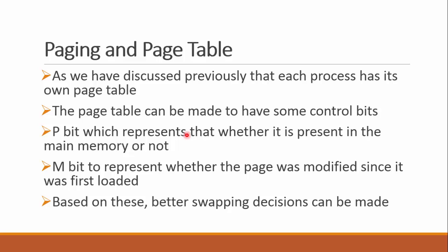So the page table can store this information in the P bit as a single bit: if 1, it is in the main memory, and if 0, it is in the secondary memory. That is the P bit. Another bit, known as the M bit, can be used to denote whether the page has been modified after being loaded. If it was modified, it needs to be written back to the secondary memory before it is removed from the main memory. So based on these bits, better swapping decisions can be made.